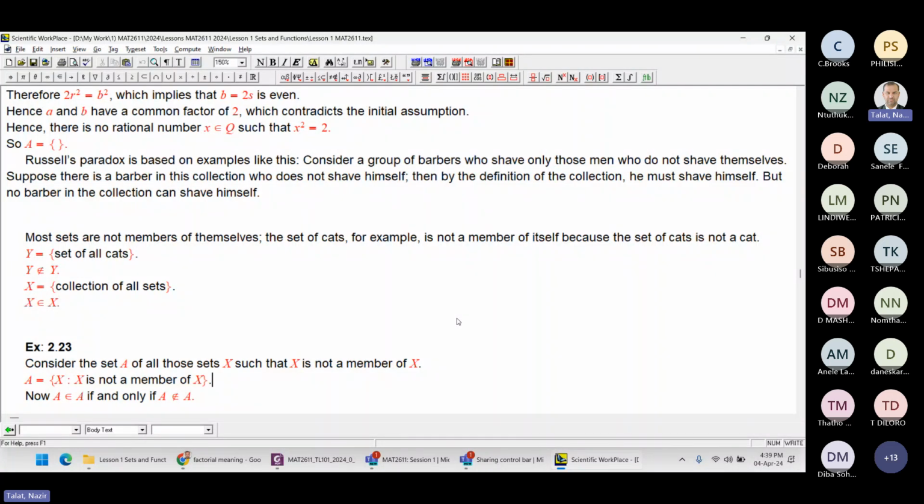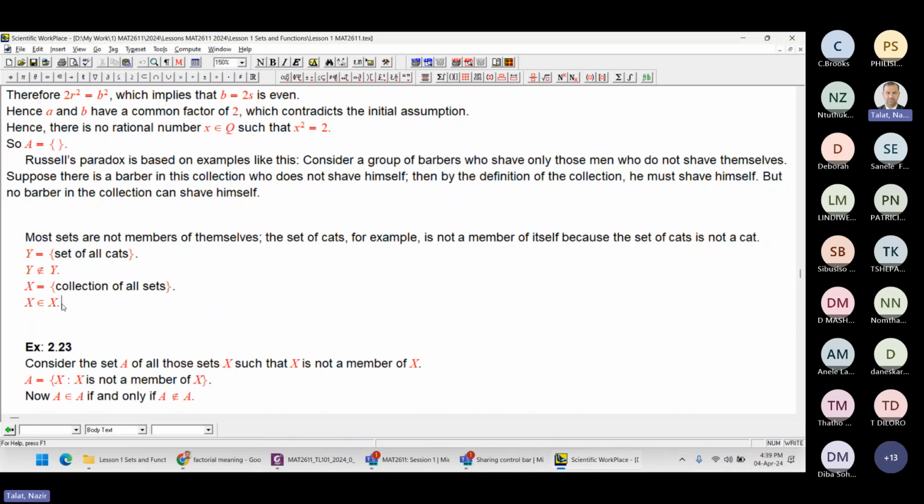But on the other side, you can see that there are some sets that are not a member of themselves. Like, for instance, the set of cats. The set of cats is not a member of itself because the set of cats is not a cat. Like if Y is the set of all cats, then Y does not belong to Y because the set is not itself a cat. And on the other side, this is sometimes true. For example, if X is the collection of all sets, then the collection of sets is also a set, so it means X belongs to X.